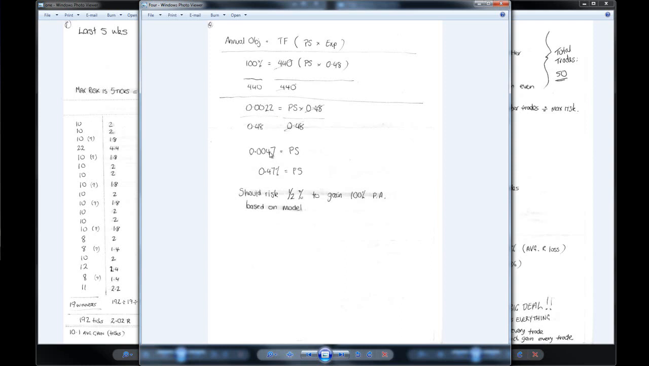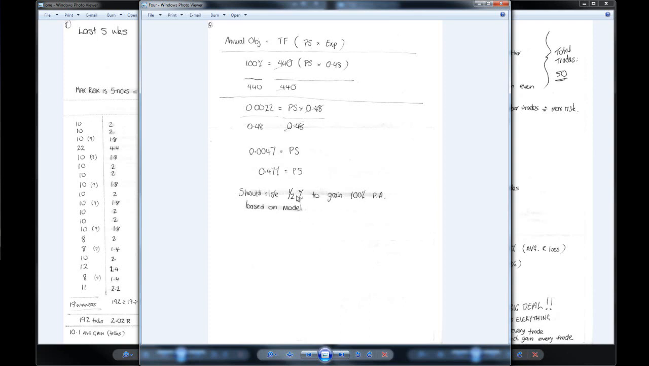So position size, when you bring the decimal place back a bit and work it out in percentages, equals 0.47%. So that's basically half of 1%. So I should risk 0.5% per trade to gain 100% per annum based on my model. Okay, so 0.5% per trade to gain 100% with the model.